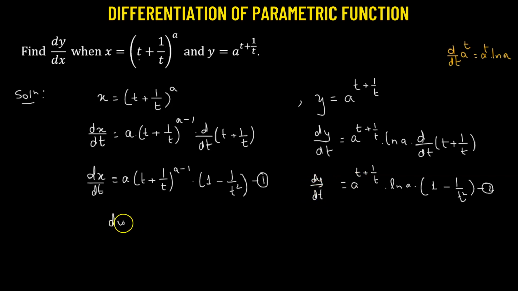Now, in order to obtain the derivative of y with respect to x, all we have to do is divide 2 by 1. So our final value will be a raised to the power of (t + 1/t) multiplied by the natural log of a, whole divided by a multiplied by (t + 1/t) raised to the power of a minus 1. Here 1 minus 1/t squared is common to both the numerator and the denominator, and that gets factored out. So this is the final value.